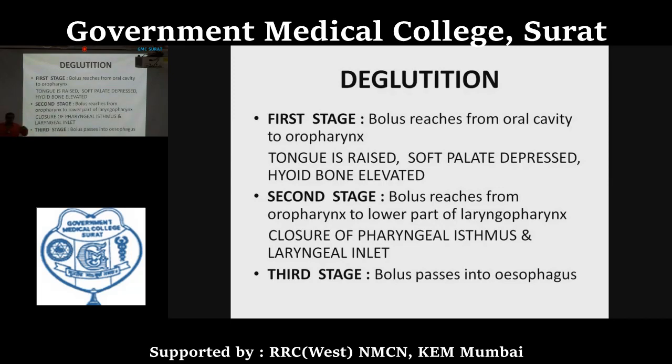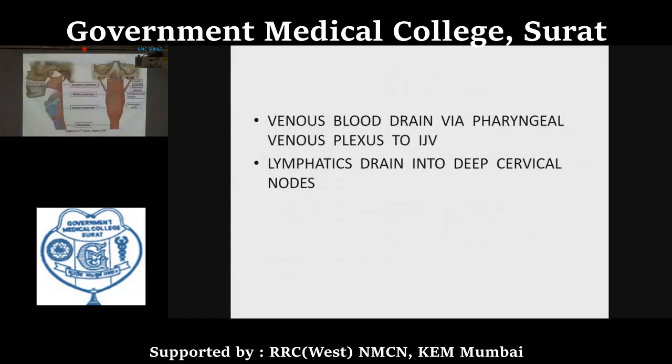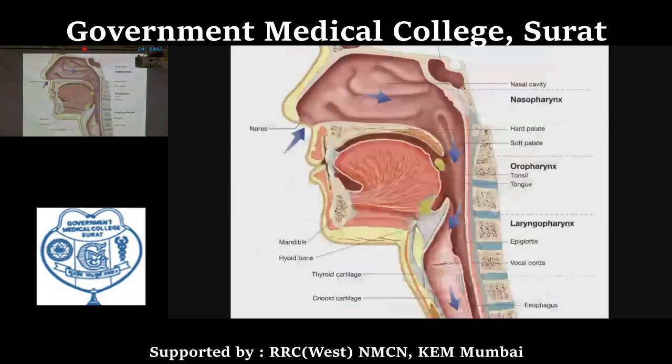Now, as we have discussed in the anatomical aspect of this oropharynx, the oropharynx communicates with the nasopharynx in the upper part, and in the lower part it communicates with the laryngeal cavity also. So, when the food is within the oropharynx, these two communications, that is the laryngeal inlet as well as the communication with the nasopharyngeal part, here.